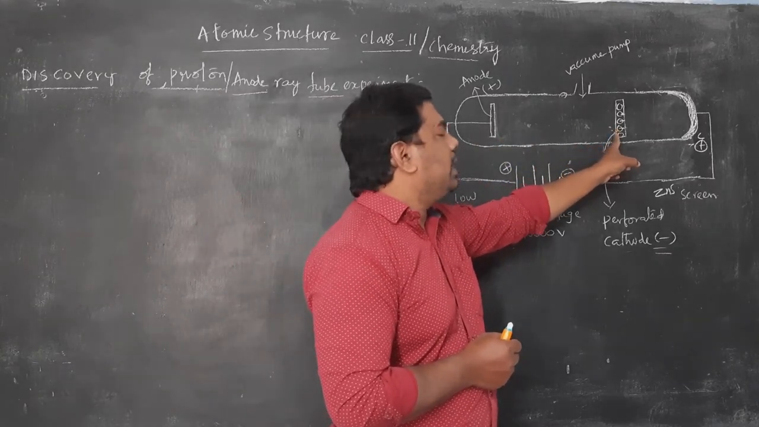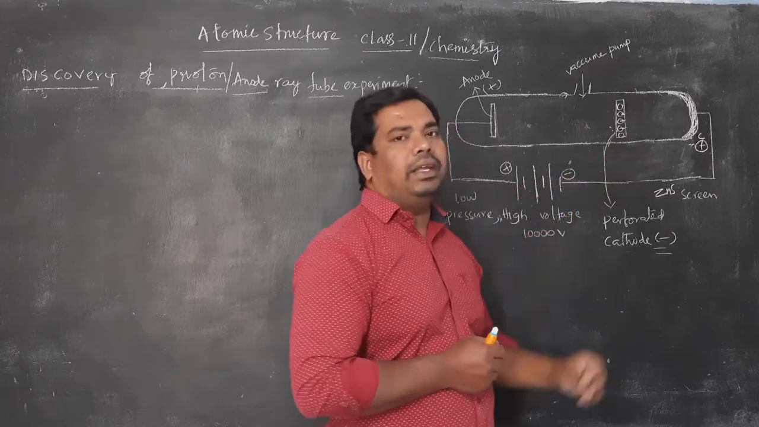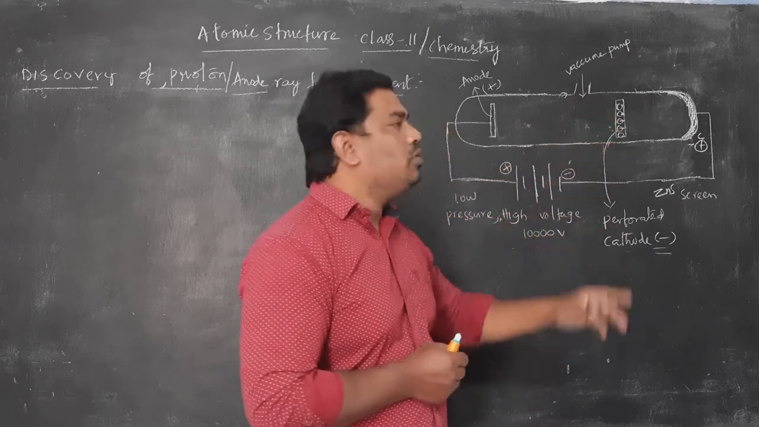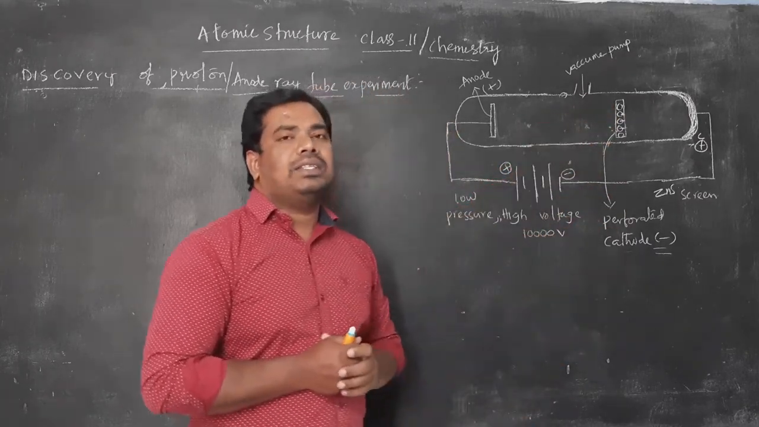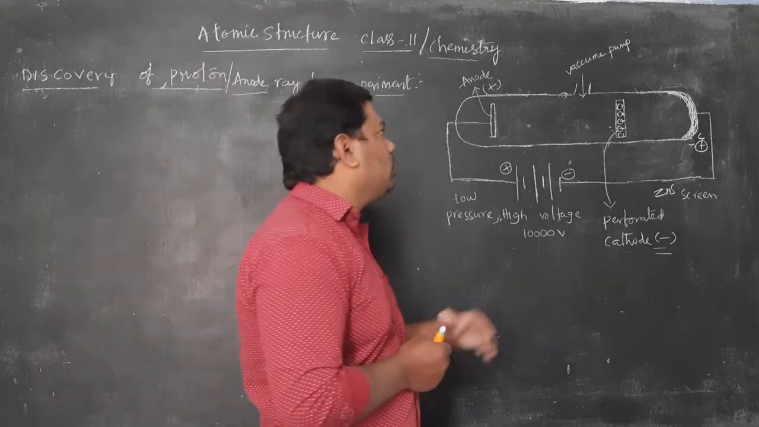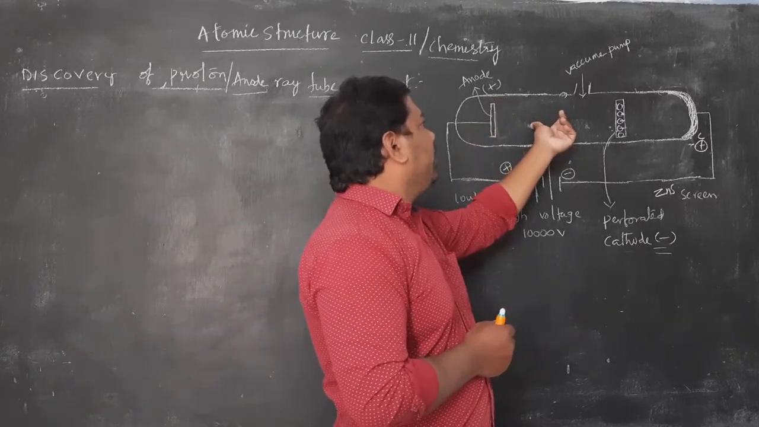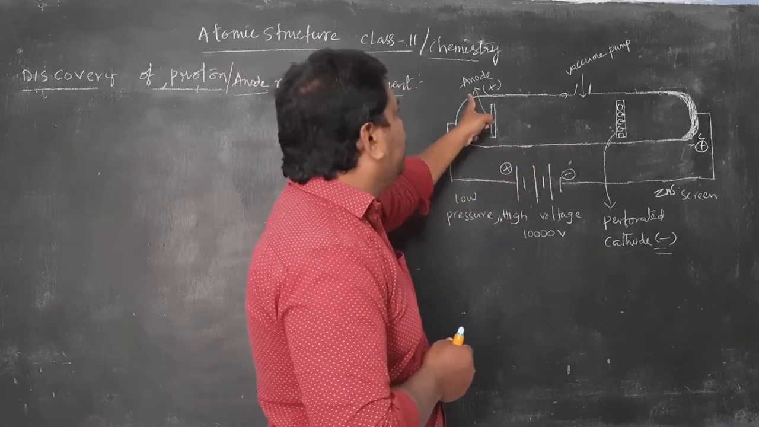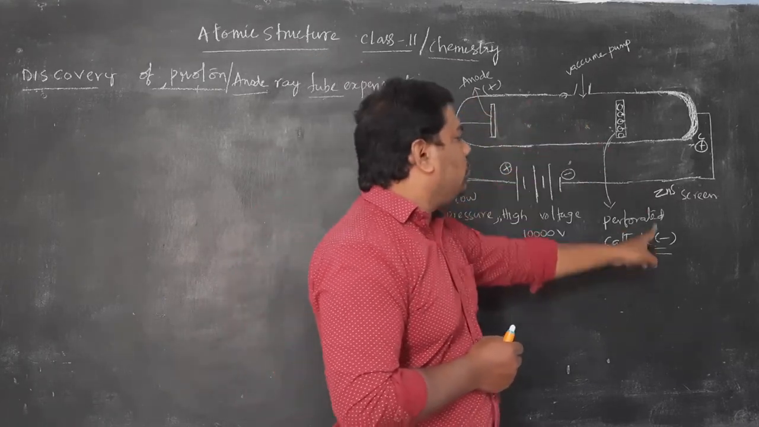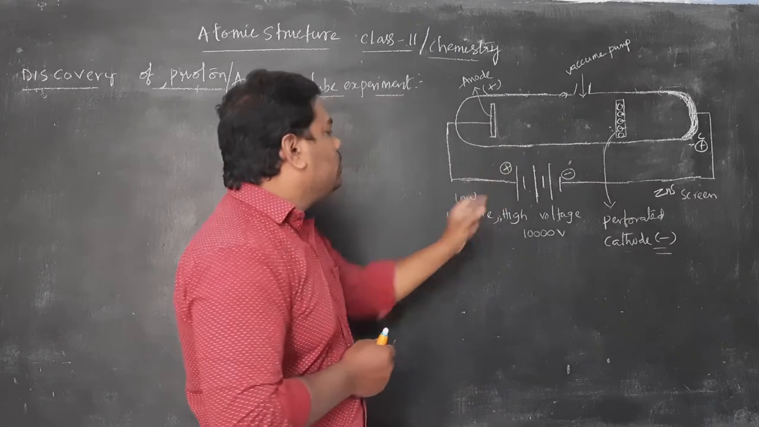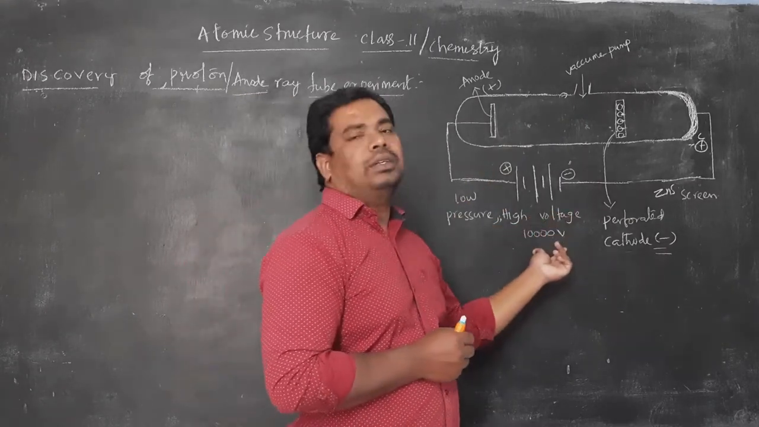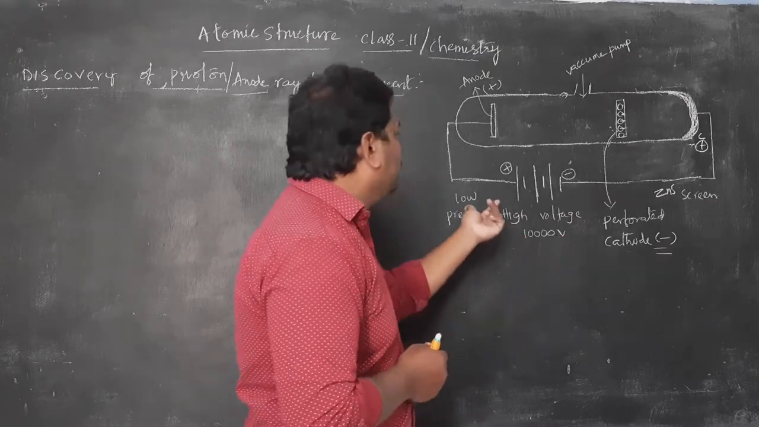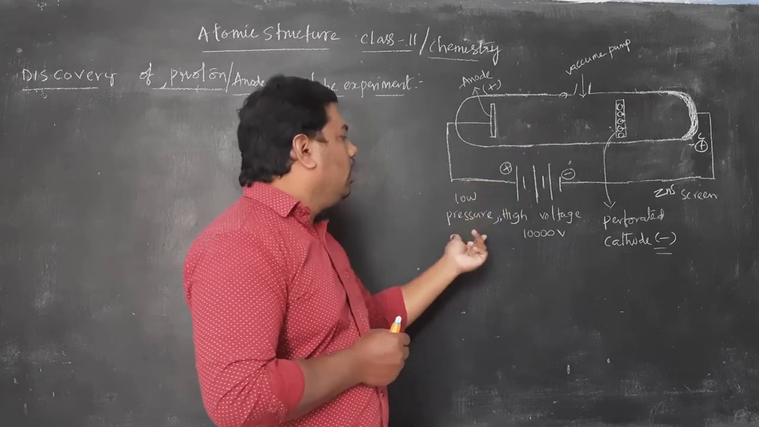Remember, students, this cathode is a perforated cathode material, and the tube is connected to a vacuum pump, so we can evacuate any gases present in the discharge tube, and also introduce any type of gas we are going to study. The anode is the positive electrode and the cathode is the negative electrode, connected through a high voltage, 10,000 volts, and we study the gases at low pressure.